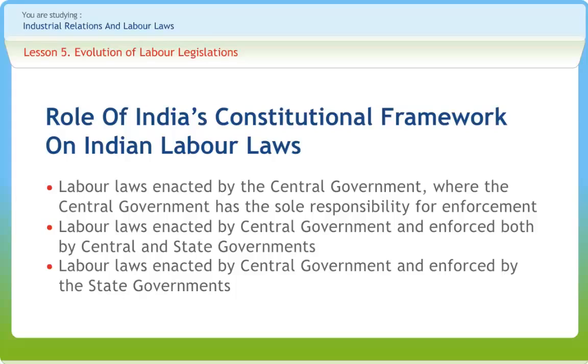And labor laws enacted by the central government and enforced by the state governments are the Employers' Liability Act 1938, the Factories Act 1948, the Personal Injuries Act 1963, the Personal Injuries Emergency Provisions Act 1962, the Plantation Labor Act 1951, the Trade Unions Act 1926, the Weekly Holidays Act 1942. These all laws have led to a positive effect on the condition of workers in India.